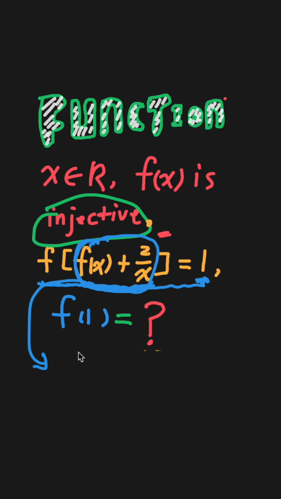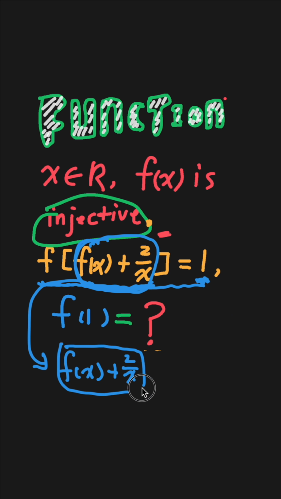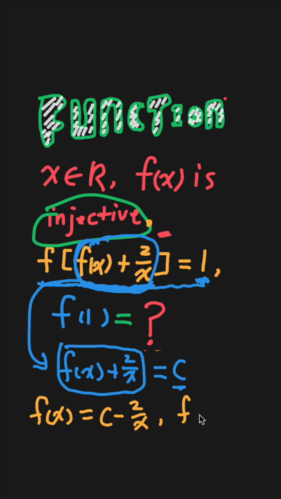Backwards, we know this thing over here, f(x) plus 2 over x, never changes its own value. And we can name it as c, a constant number. Its value doesn't change. We need to find out the value of c. We can isolate f(x) out, and then f(x) is equal to c minus 2 over x. All right, we also know that f(c) is going to be equal to 1.